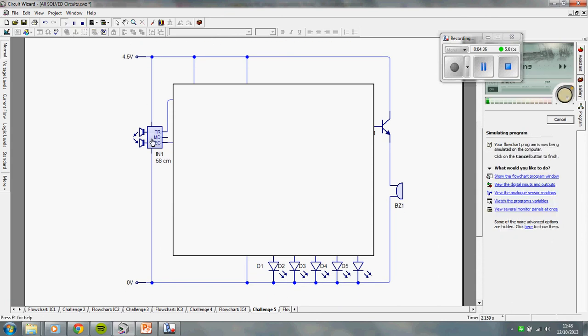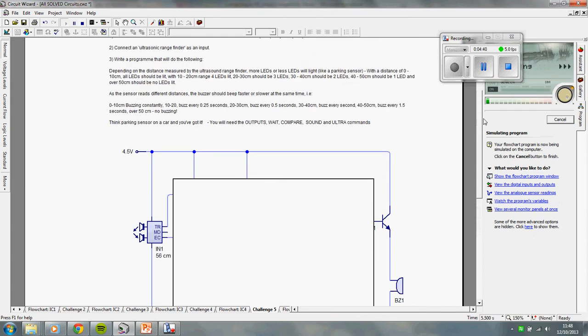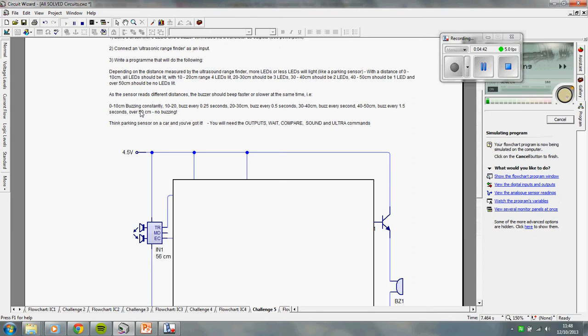Now at the moment I can click here and look at my distance. I did say in the instructions, if the object's over 50 centimeters away, no buzzing and no LEDs should be lit, and then at 40 to 50 centimeters it should buzz every half a second, and only one LED should be lit, and so on and so forth. So you can read these instructions for your timing bits for your flowchart, so I want you to use these time intervals I've mentioned based on these distances.